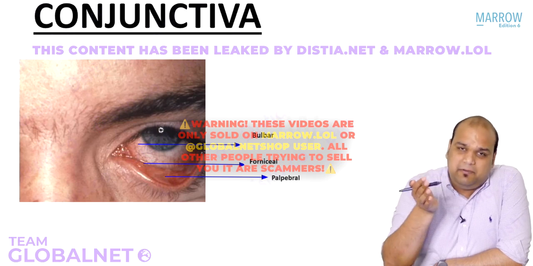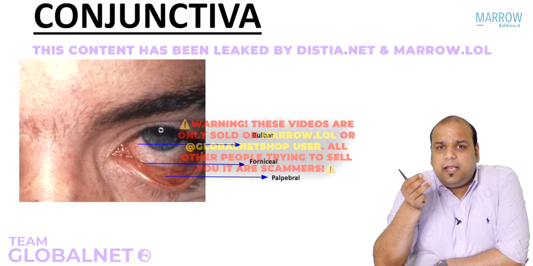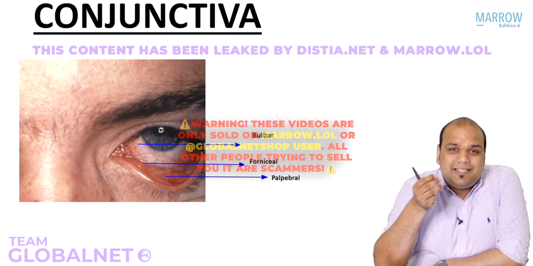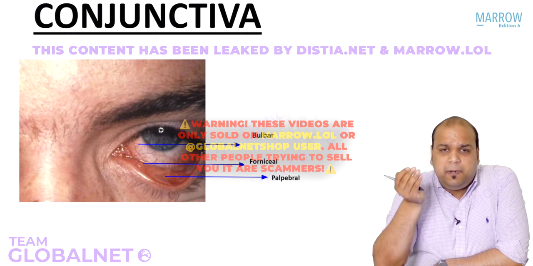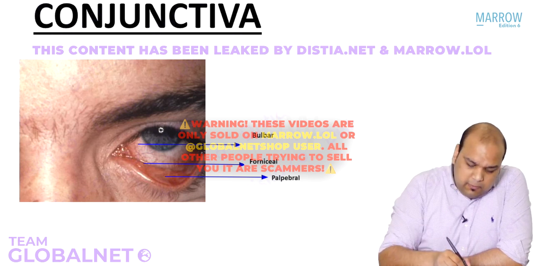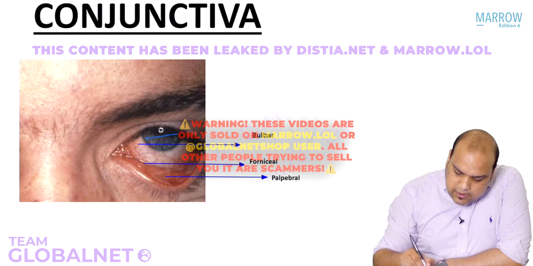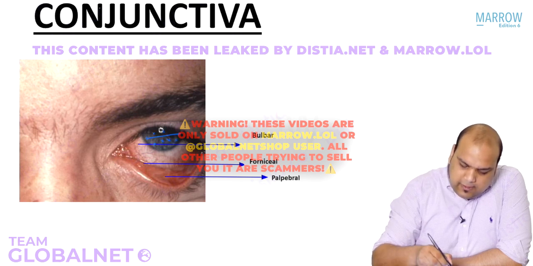So what is conjunctiva first of all? As already mentioned, conjunctiva is a transparent or translucent mucous membrane. Yes. This is covering the eye. But which part of the eye? The first thing that you want to remember is there is no conjunctiva over the cornea. Over the cornea, we don't have any conjunctiva.